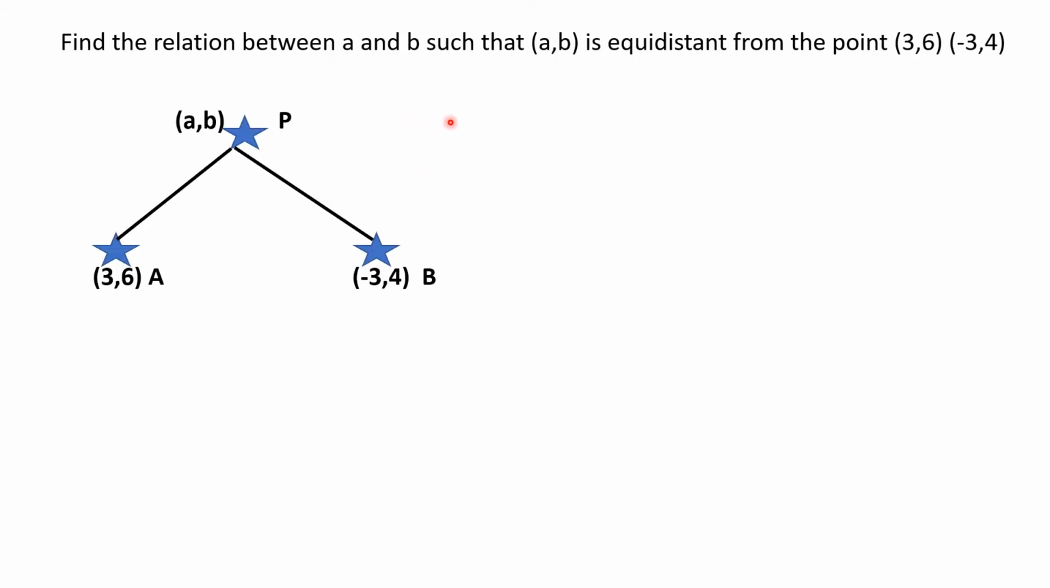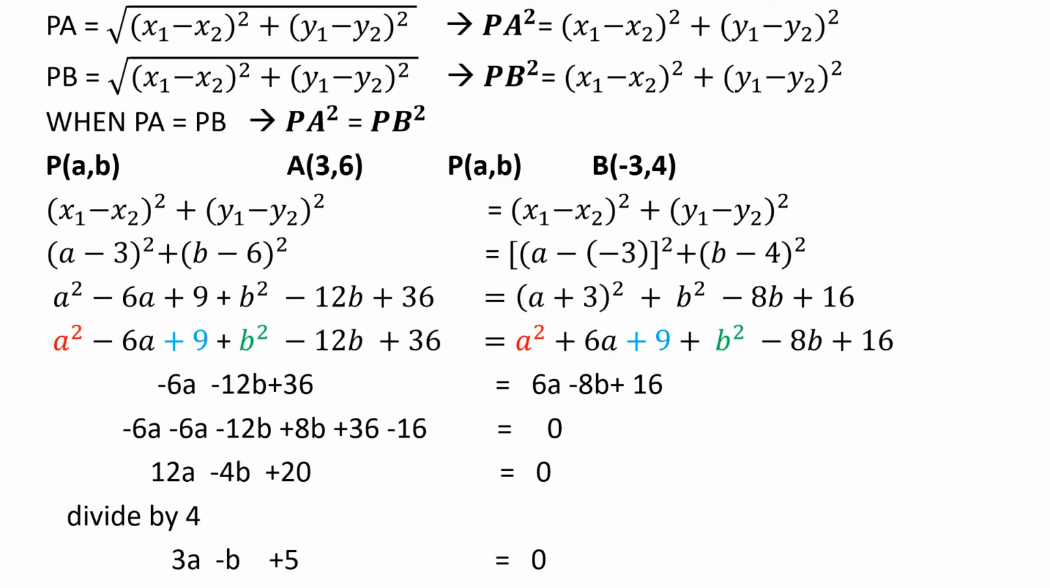Find the relation between a comma b such that P(a, b) is equidistant from the points 3 comma 6 and minus 3 comma 4. That is PA equal to PB, we have to take PA square equal to PB square. The distance formula is the root of x1 minus x2 the whole square plus y1 minus y2 the whole square. From that, when you find out PA square, the root will go. In the same way, for PB, PB square, the root will go. As PA equal to PB, from this we can say that PA square equal to PB square.